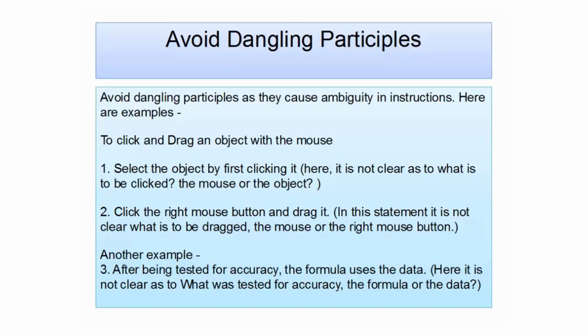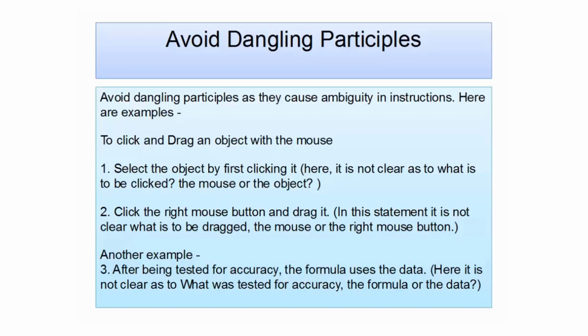Avoid dangling participles as they cause ambiguity in instructions. Here are examples. To click and drag an object with the mouse. Statement 1. Select the object by first clicking it. Here it is not clear as to what is to be clicked, the mouse or the object. Statement 2. Click the right mouse button and drag it. In this statement it is not clear what is to be dragged, the mouse or the right mouse button.